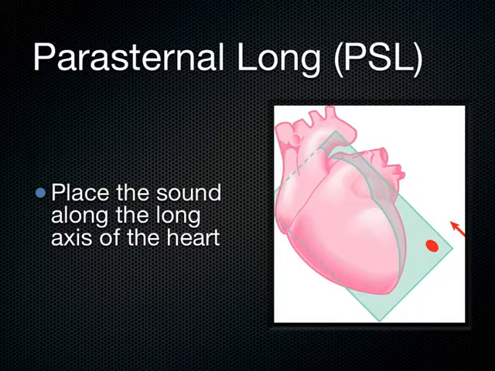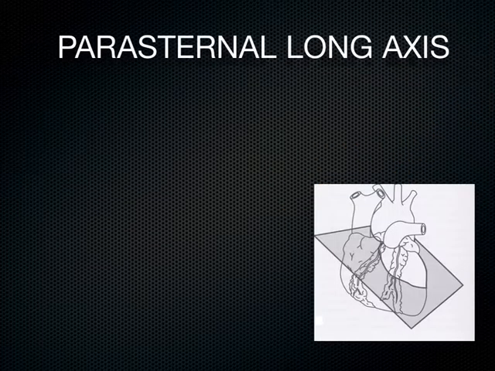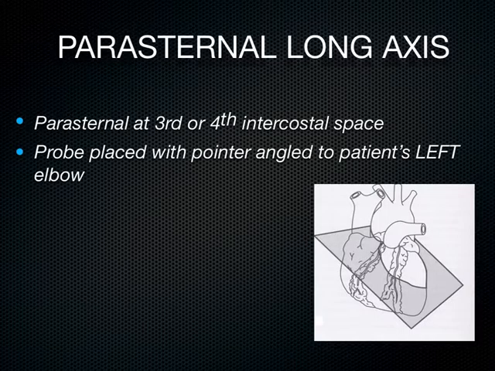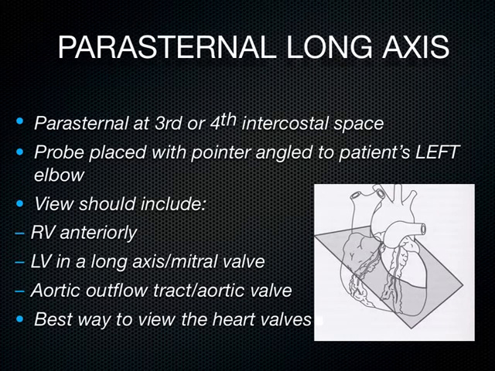Now, parasternal long, we're going to aim that indicator along the long axis of the heart with the indicator down towards the patient's elbow, and that gives us that long axis. It's at the 3rd or 4th intercostal space, generally speaking. The indicator to the patient's left elbow, sometimes it's towards the patient's left hip in that general vicinity. You're going to see a 3-chambered view of the heart, the RV, the LV, and the LA. And this is really the best way to make out what the valves are doing.